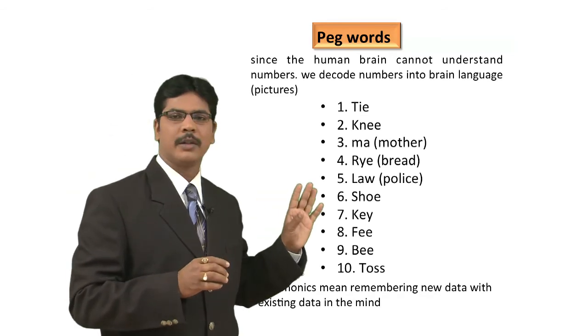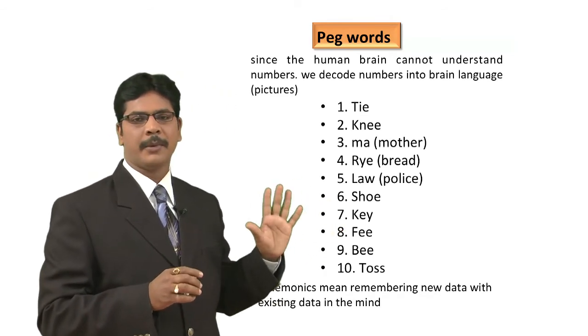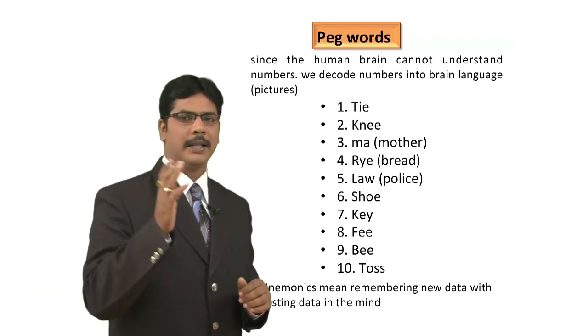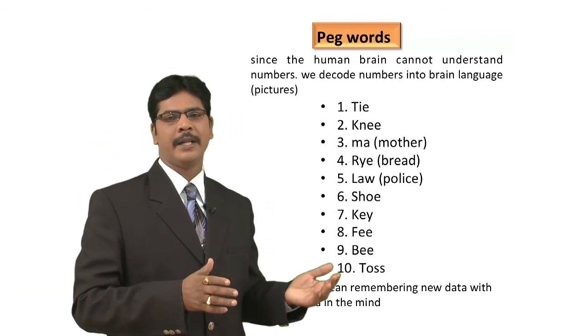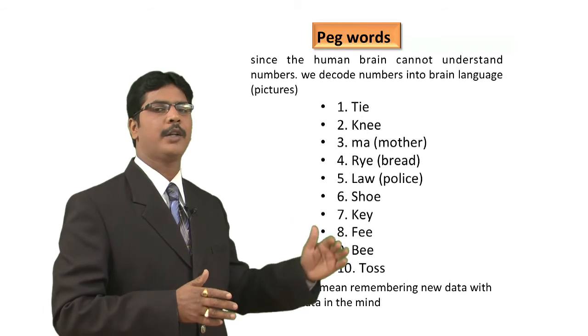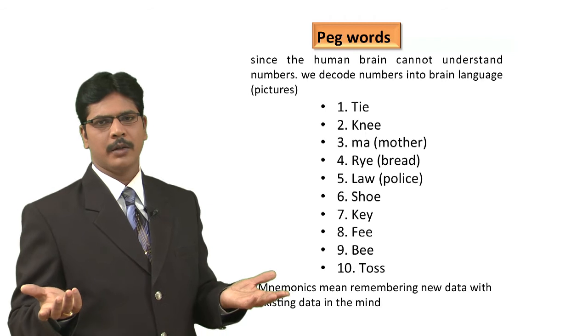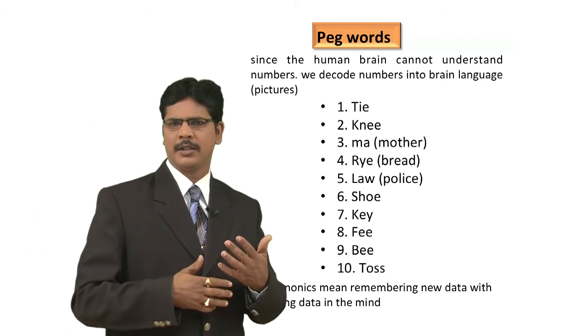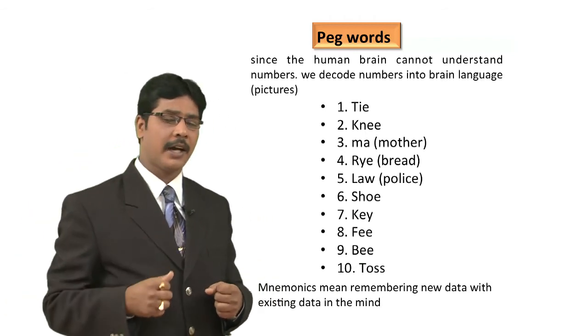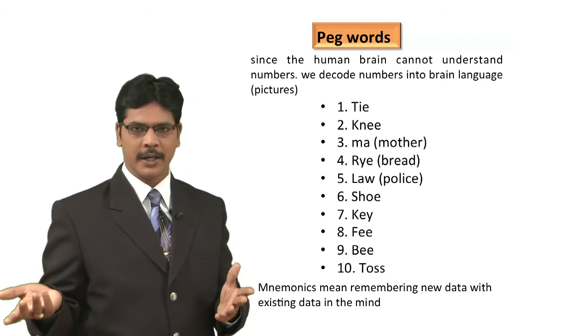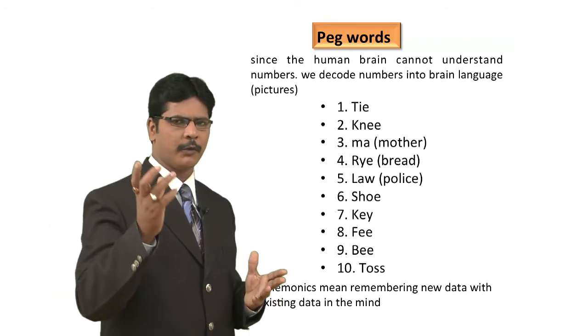Okay, the next number is 5. Number 5, the phonetic consonant is L. And adding vowels and invalid letters, we make it law. L-A-W, law. Now what is law? Law means we get so many things. We get the court, the goddess of justice, the judge, the lawyers. And who is the first part of law?